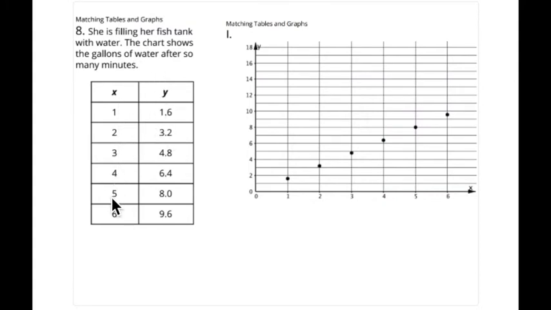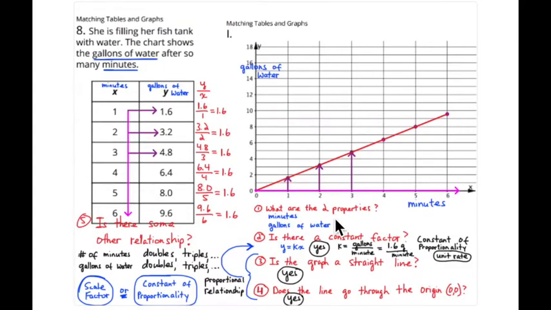So X is going to be the number of minutes, and Y is going to be the number of gallons after you have filled the tank for that many minutes. So the two properties, minutes, the X value, and gallons of water, the Y value. And so label the axes. The X-axis is the number of minutes. The Y-axis is the gallons of water given that time.